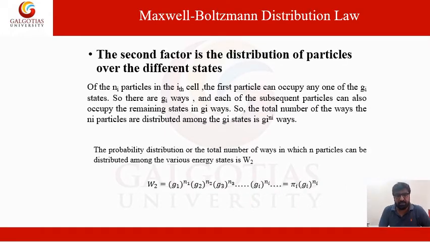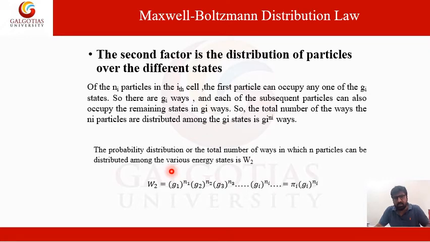And the second factor is the distribution among the degenerate states within a particular energy state. It's the same as if we have n particles or n balls, which are to be distributed among k containers, so that each container can get any number of balls. It means it can get 1 ball, 2 balls, or all the balls.